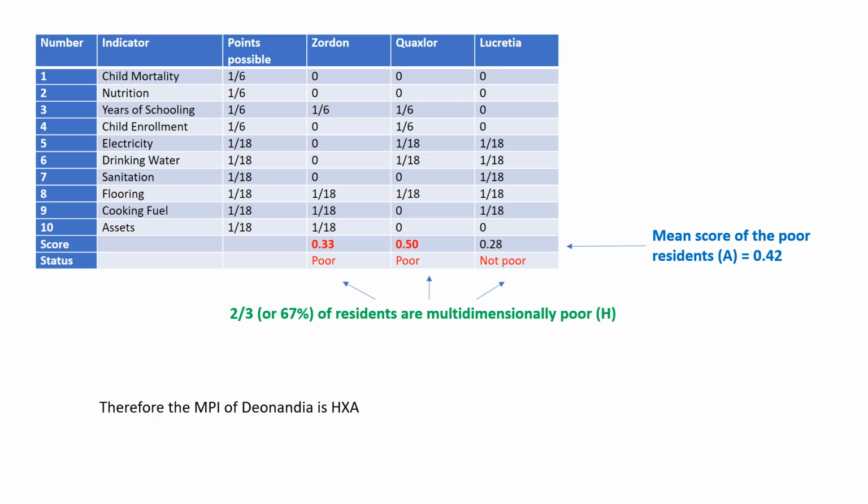Right? So the MPI of Deonandia is going to be the product of H times A, 0.67 times 0.42, and that gives me 0.28. That is the multidimensional poverty index for the nation of Deonandia, after going through all of the experiences of the individuals here.